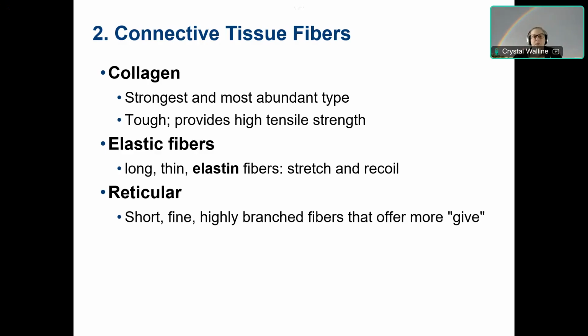Second, we have elastic fibers. These fibers are very long, they're very thin, and they're very stretchy. So think of like elastic in your waistband. These elastic fibers are made out of this substance called elastin, which is a very stretchy substance. Lastly, we have reticular fibers, which are short, very thin and fine, and very, very branched fibers. They offer a lot of cushion, but also structure and support.